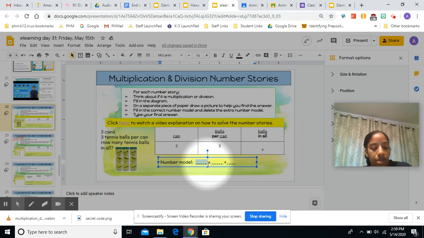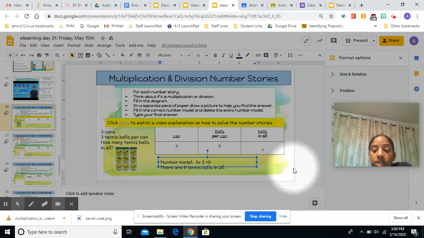3, 3 times. I'm just deleting all the lines. My computer seems a little slow. 3 times 3 equals, we said 9, okay? So then my final answer is, the question is how many tennis balls? We're going to say there are 9 tennis balls in all, okay? Which is where my question mark was.